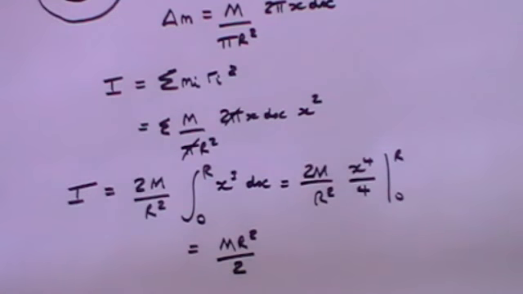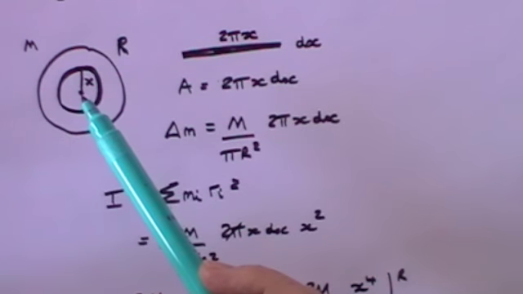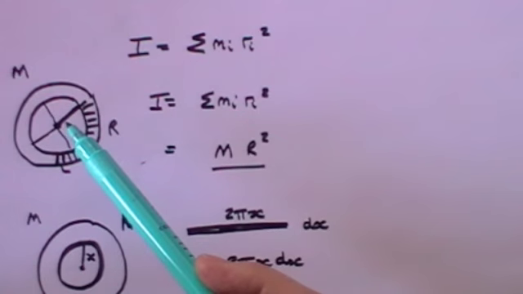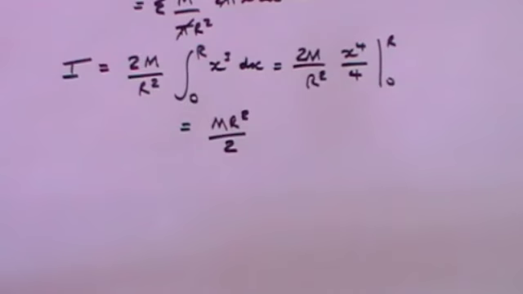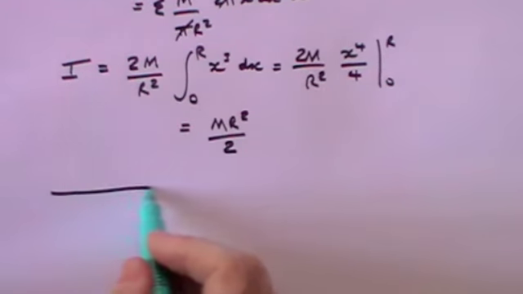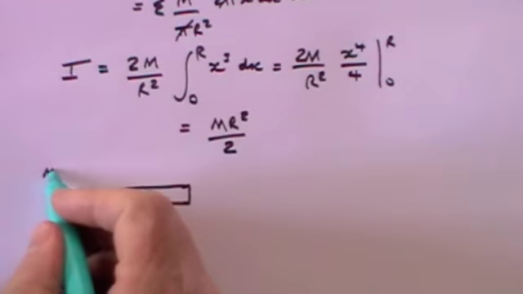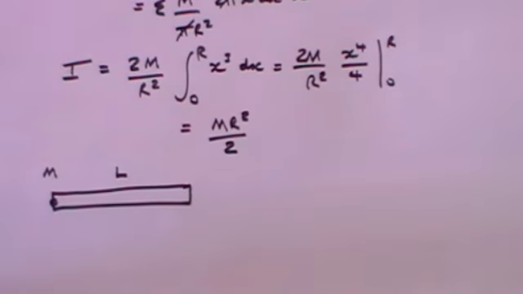So now we've found that the moment of inertia for a disk which is rotating around its centre is mr squared over 2, whereas the moment of inertia of a thin ring, also rotating around its centre, is mr squared. What about a regular rod of mass m and length L? And we're going to rotate it around one end. Once again, what is its moment of inertia?